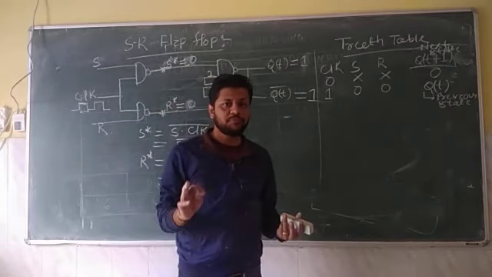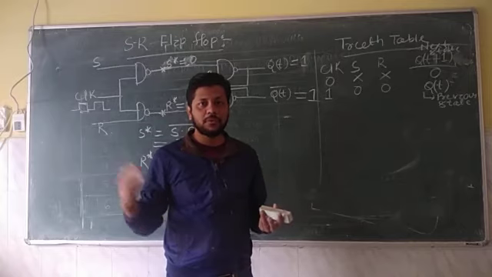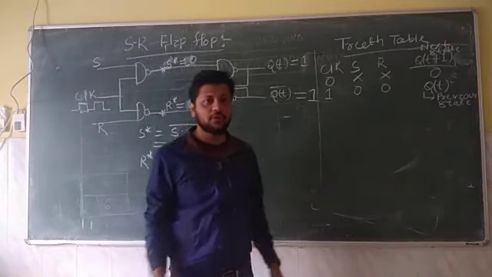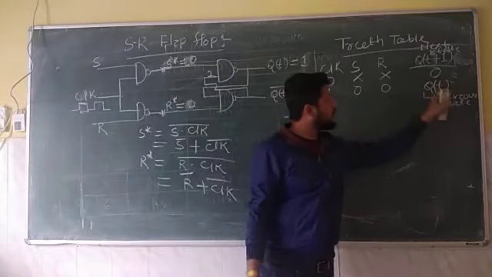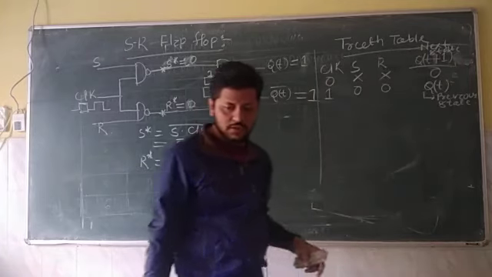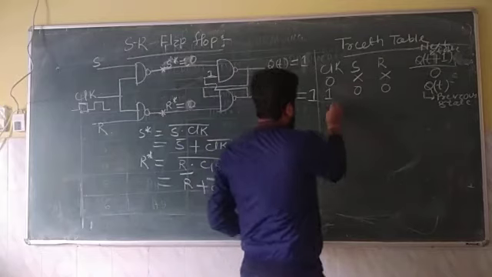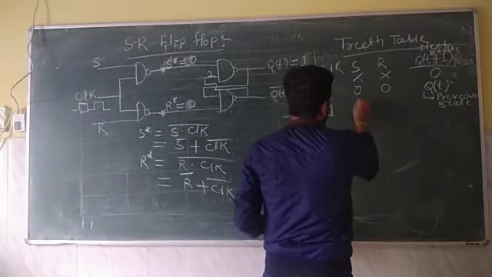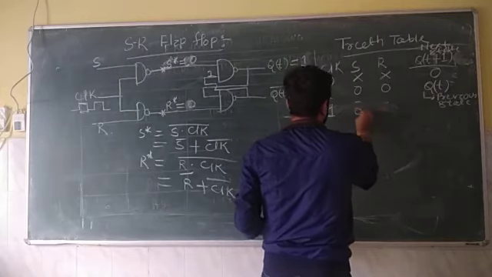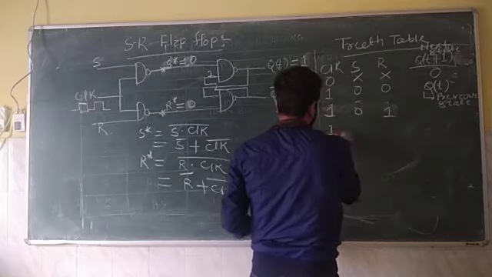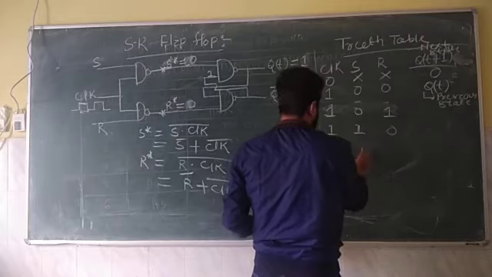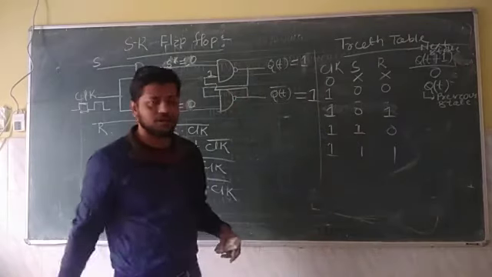That means if at some clock pulse the output is 0, now also the output must be 0. That is the meaning of Qt plus 1 is equal to Qt. That means your previous state. That is your memory condition. Then we have, when the clock is high, 0 0, 0 1, 1 0 and 1 1.